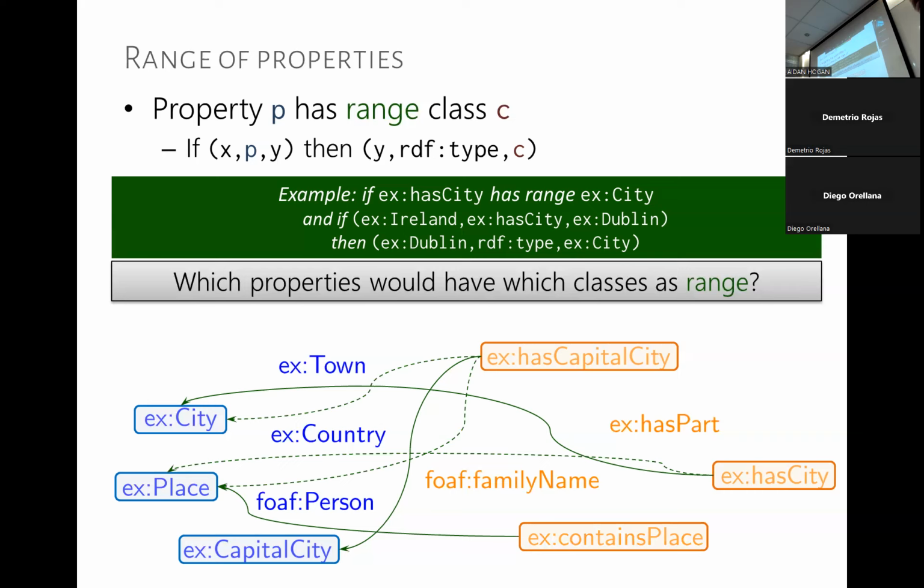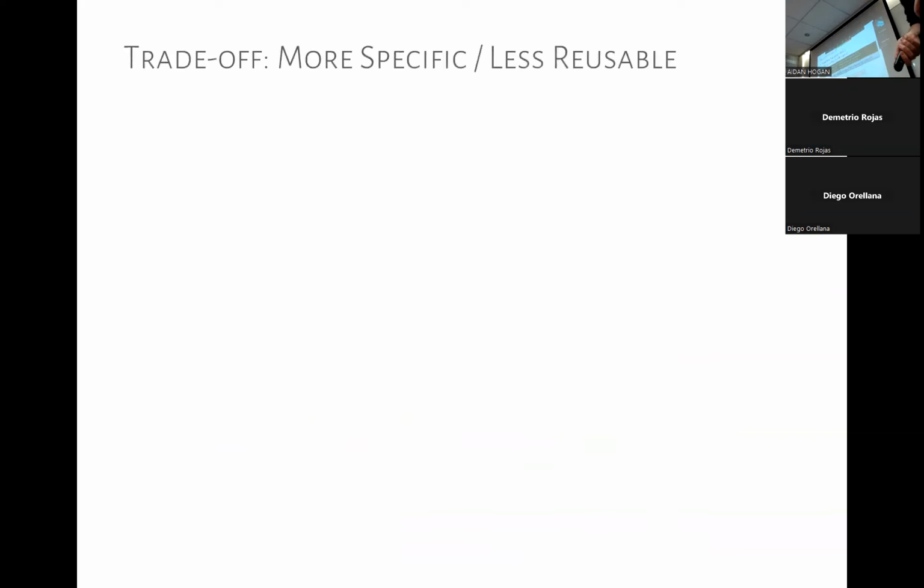So what does it mean? It means, for example, if we have Chile has capital city Santiago, then that means that Santiago is a capital city, it's a city, and it's a place. That's what this tells us. So these are again inferred necessarily from what we're seeing.